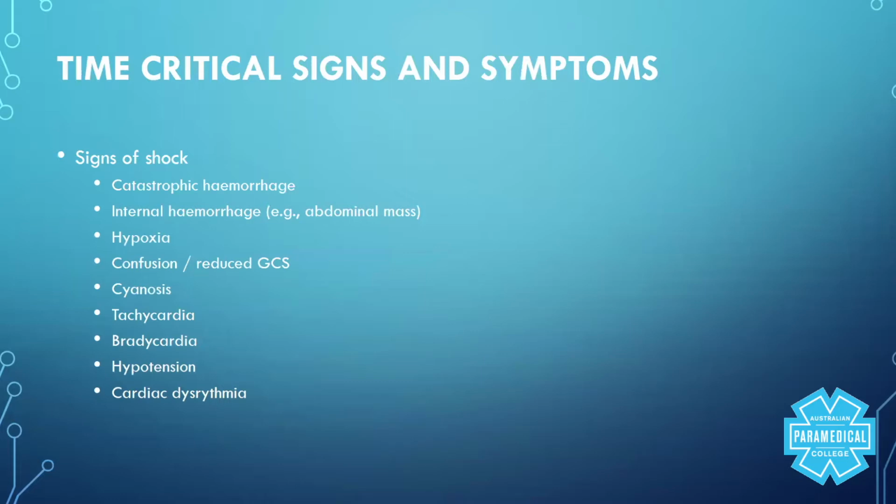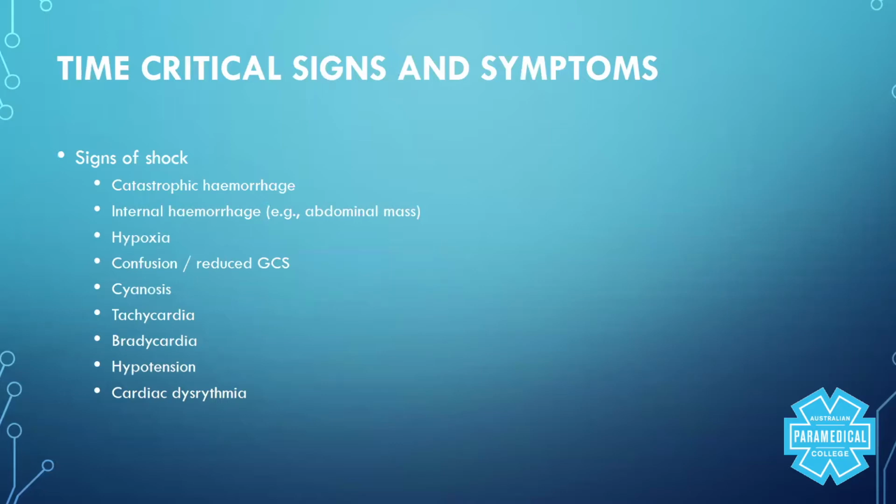Confusion and reduced GCS. So if your brain's not getting oxygen, it's going to be confused. Cyanosis, so paleness to the skin or even blueness to the lips. Tachycardia, so as your body is trying to get more and more oxygen, it will do a number of things, including speed up the heart. And something that's not on this list is speed up the breathing as well to try and get the oxygen in. Eventually, at the end stages of shock, when your body can no longer compensate, you will end up with bradycardia, which is decompensated shock.